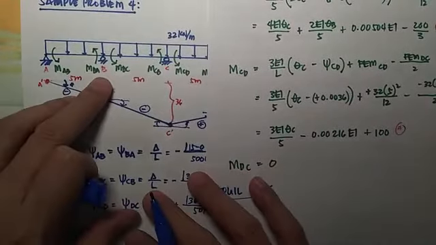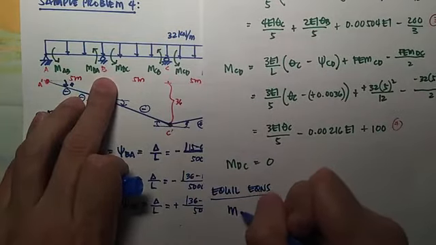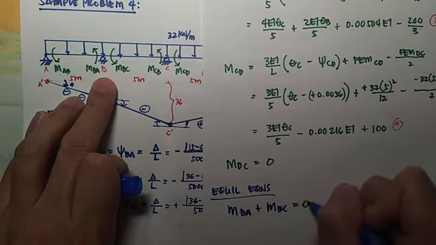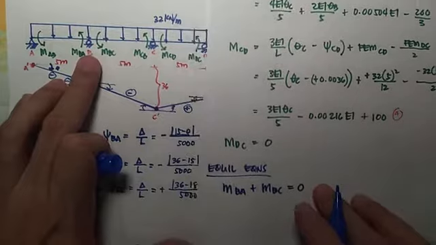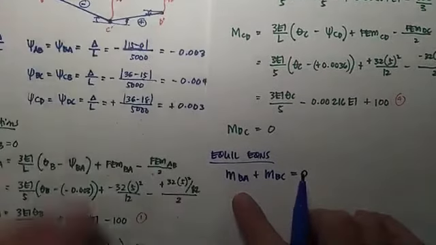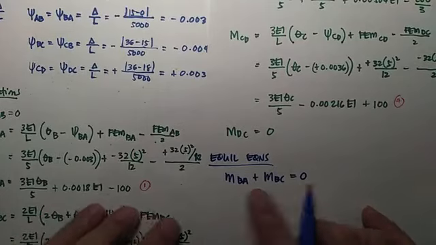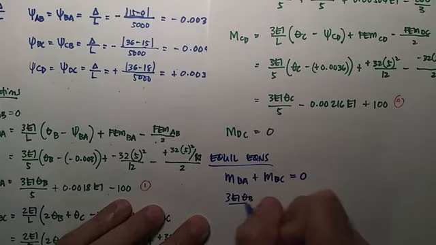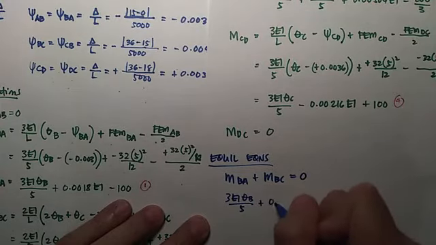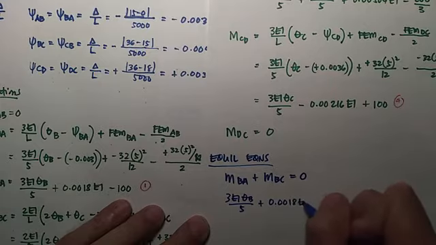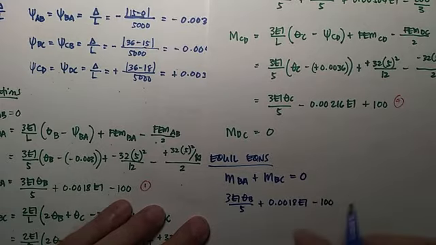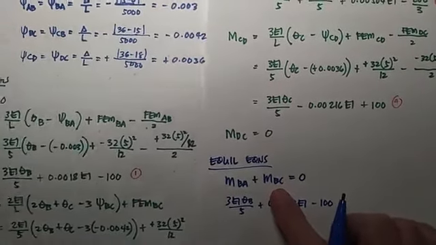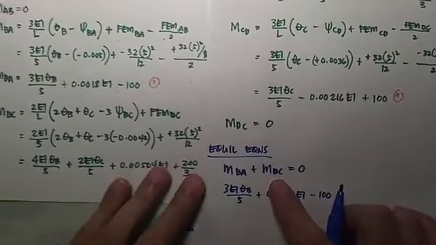Okay. So, ano equilibrium equation natin? Hindi ba doon sa support B, dapat yung moment sa BA, pag inadd ko sa moment sa BC, dapat ang sum nila 0? Diba? Ito yun. Okay. So, ano yung MBA? MBA is equation 1. Kopyahin ko equation 1. 3EI theta B over 5, 0.0018 of EI minus 100. So, yan yung BA. Ano yung BC? Ito na yung BC. Kopyahin ko lang yung BC.